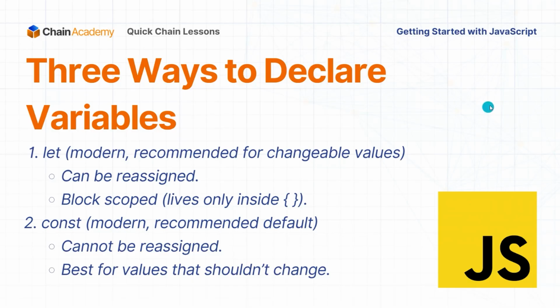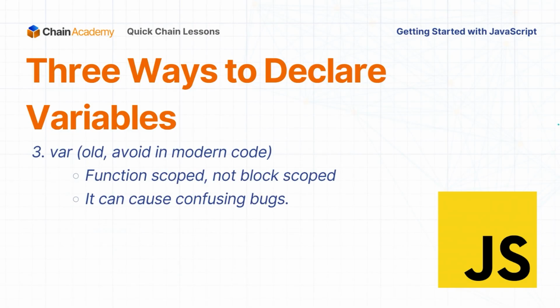Finally, let's talk about the third way to declare variables in JavaScript, the var keyword. Var has been around since the very beginning of JavaScript. And while it still works, it's considered old fashioned and best to avoid in modern code. The main issue is that var is function scope and not block scope. It means that if you declare a variable inside curly braces, it can sometimes still be accessed outside of them. That can lead to confusing bugs, especially in larger programs.